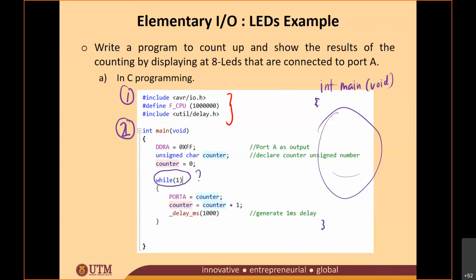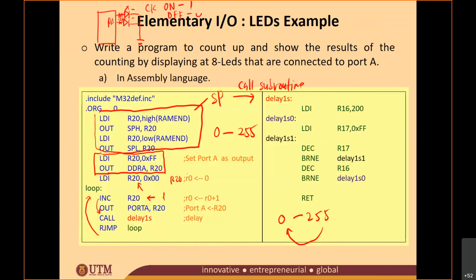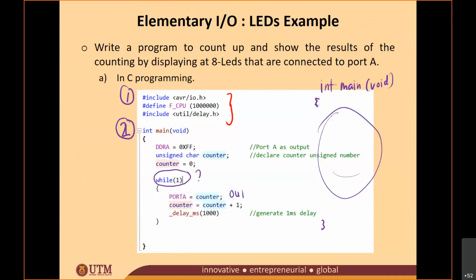Port A equal to counter. So this one here, port A equal to counter, actually is the one from earlier. Yang ni tadi. Out port A sama dengan R20. So you send the value from R20 to your port A, which is port A sama dengan counter, and then counter equal to counter plus 1. So you increase your counter, and this is equivalent to increment R20 in assembly language.